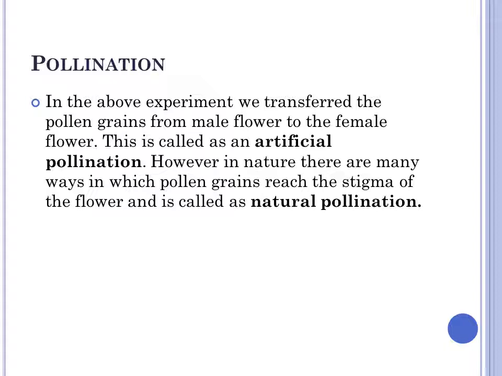Pollination. In the above experiment, we transfer the pollen grains from male flower to the female flower. This is called as an artificial pollination. However, in nature, there are many ways in which pollen grains reach the stigma of the flower and is called as natural pollination.